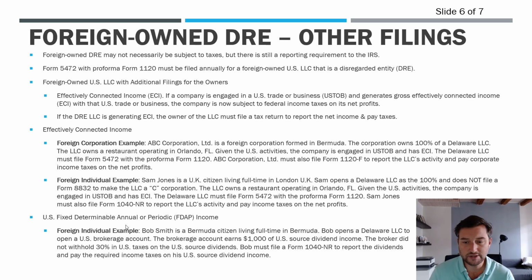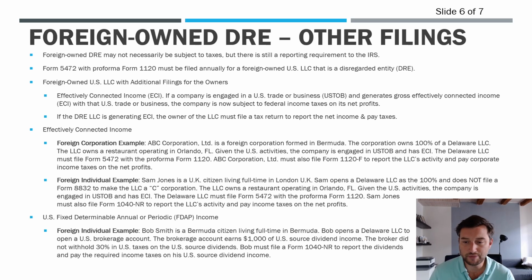Now, the last piece there, the U.S. FDAP income, so fixed, determinable, annual, or periodic income. This includes items like U.S. source dividends, U.S. source rents, royalties, other kinds of fixed payments like that. And so if you don't have the appropriate amount of withholding tax on those items, then you've got to file a return to report the income and pay the tax.